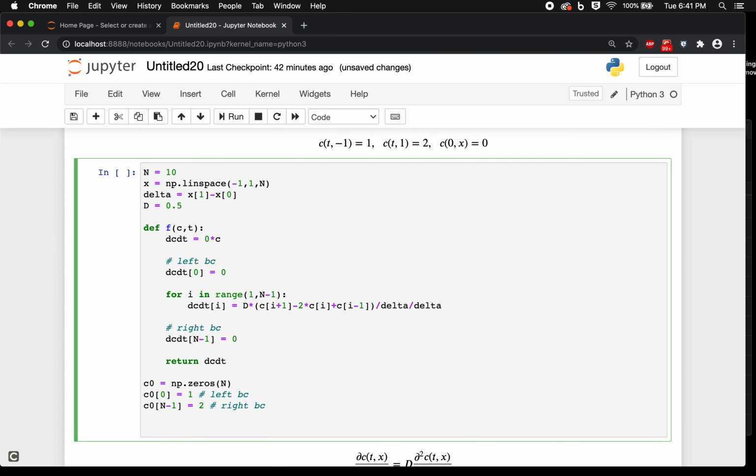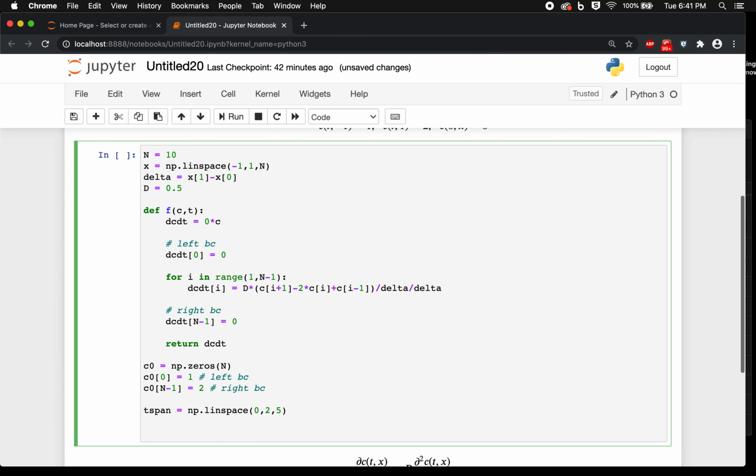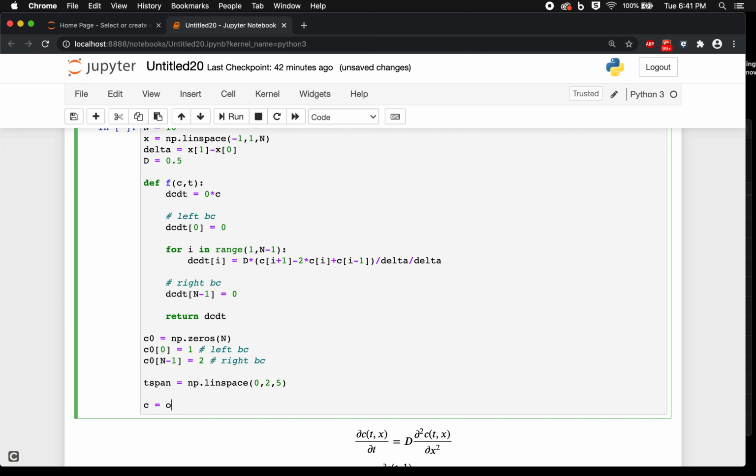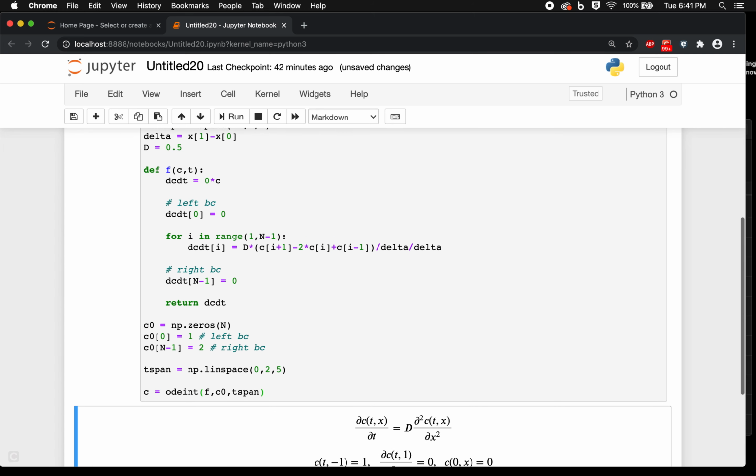So the next thing we have to do is just determine our times. Let's take linspace, and let's integrate this from 0 to 2. And let's pick 5 points. And then I just solve it. So I do odeint, and then I'm going to pass my function, my initial condition, and my time span. And let's make sure it runs.